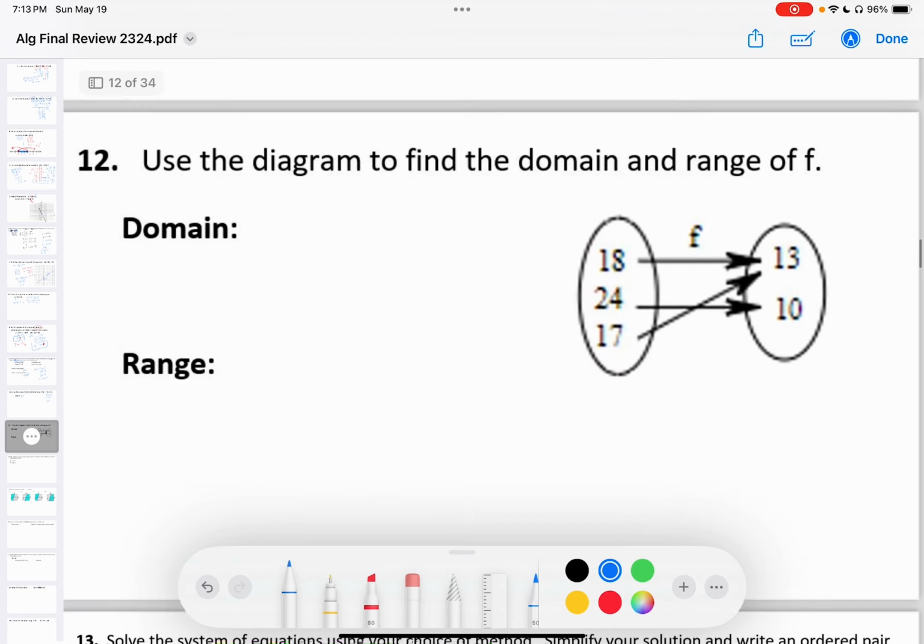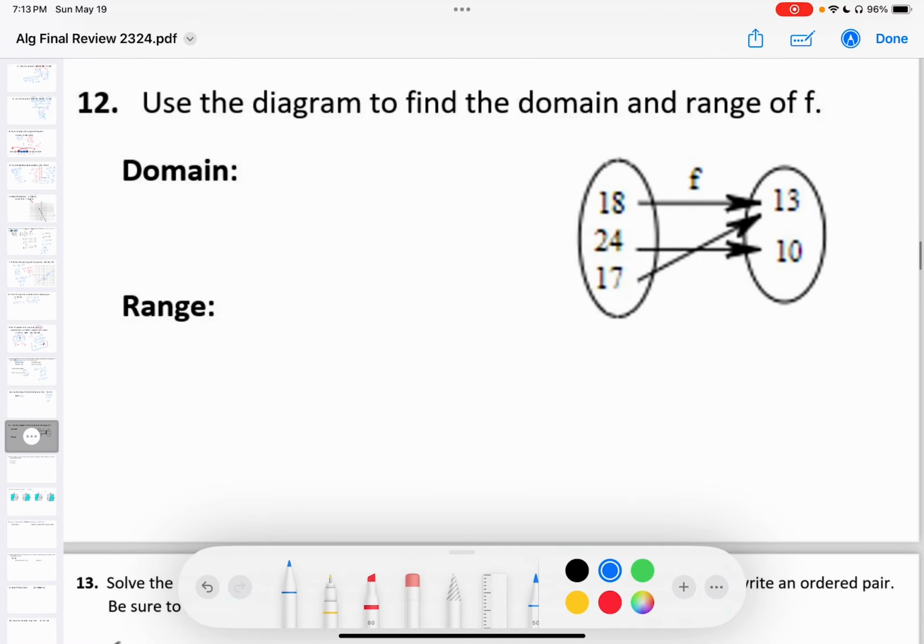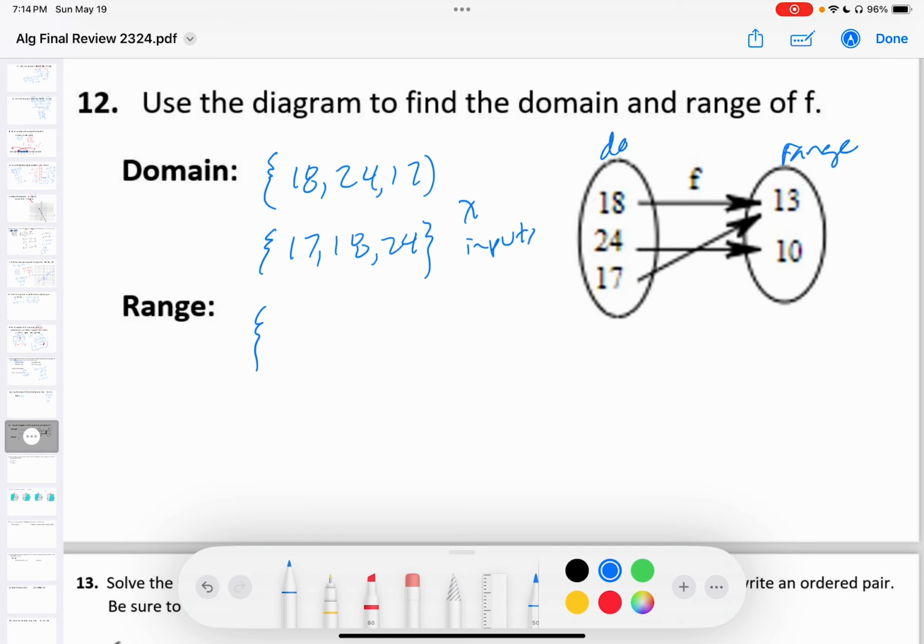Use the diagram to find the domain and range of f. Our domain would be 18, 24, and 17, or in order 17, 18, 24. Again, those are your x values or your inputs. Your range here would be then the outputs. So this is our range, this would be our domain, 13 and 10.